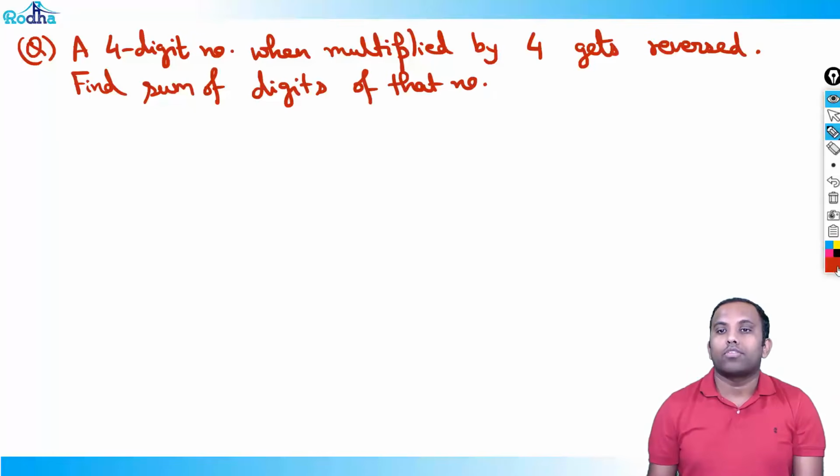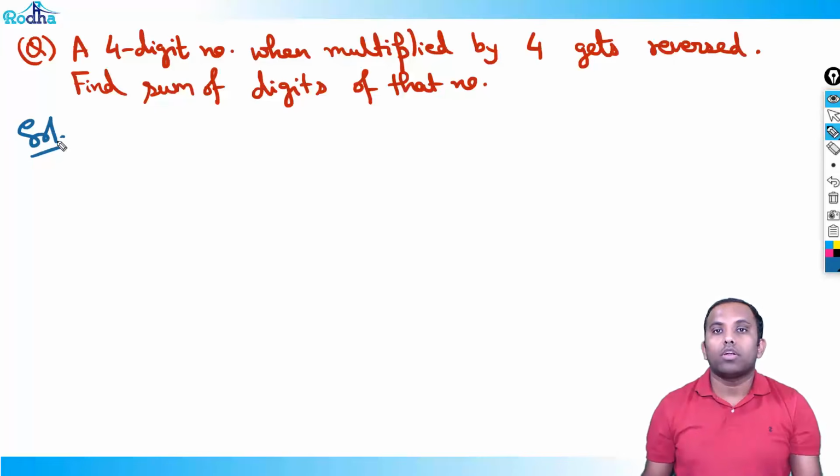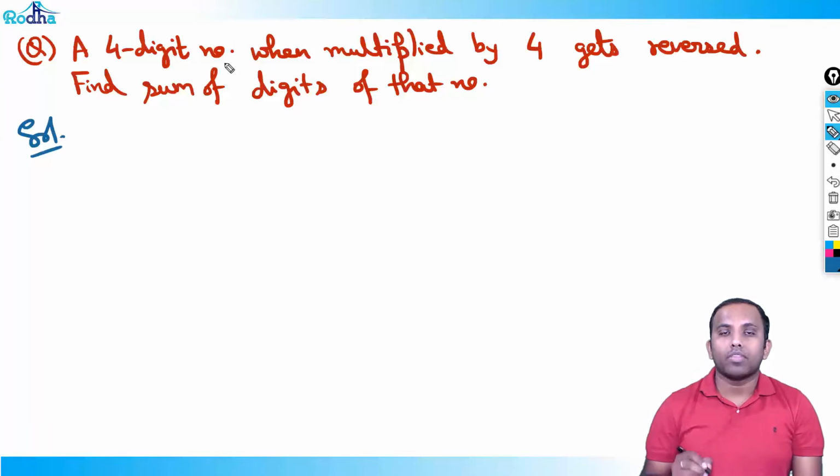Now see, this is a super question, an absolutely beautiful question, right? You have to think a lot, you have to solve a bit, to solve this kind of question. Purely a good CAT level question, right? A 4-digit number when multiplied by 4 gets reversed. Find the sum of digits of that number. Okay, see, I'll tell you how to approach this question, how to think. You see, a 4-digit number, instead of blindly solving, just think a bit. You'll try to reduce some variables.